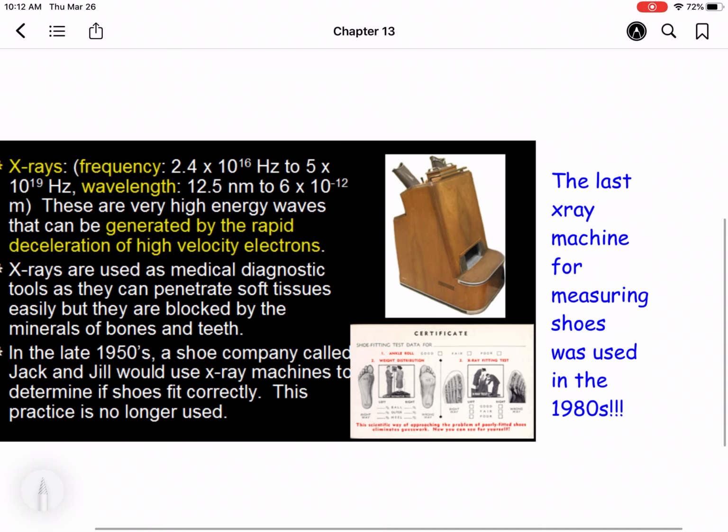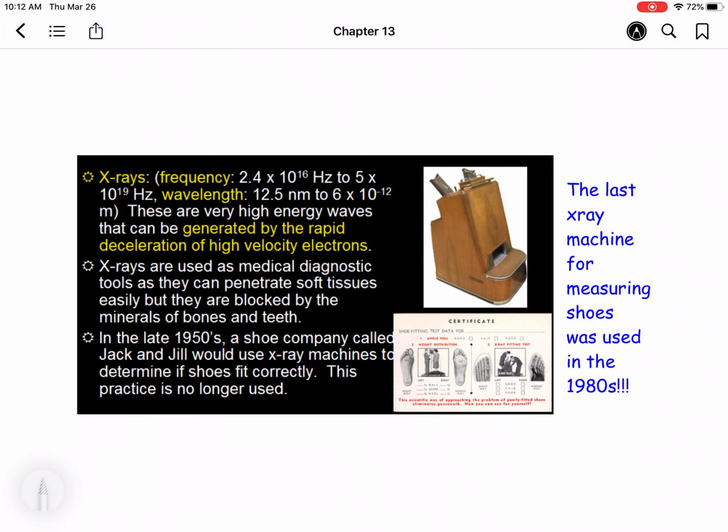Okay. Let me get to X-rays. We use X-rays basically for sending things and measuring, looking at bones, right? They used to use X-rays for measuring your foot size. You stick your foot in this little machine here, and you can measure your foot size based on that. They basically stopped using them in the 1980s because they realized that it's not good.